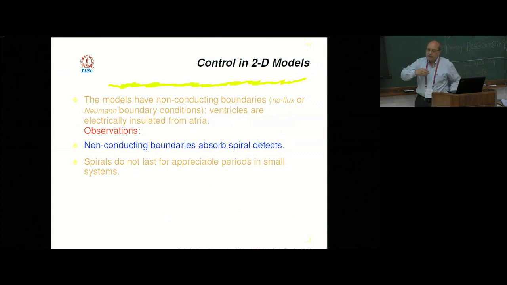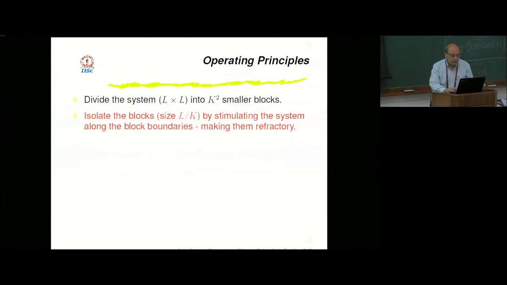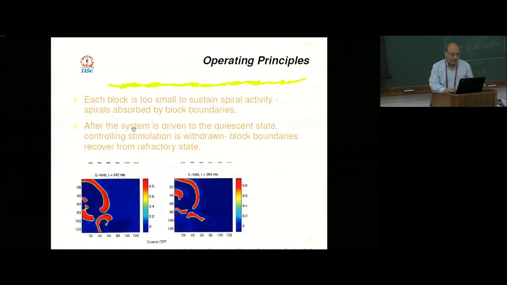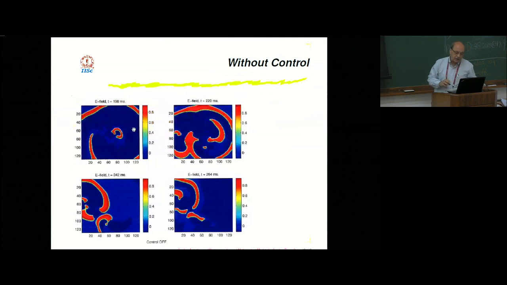What you didn't notice in the movies, because I went through them quickly, is that the spiral waves were being absorbed by the boundaries because we were using Neumann boundary conditions. So we said that we know what the spatial organization is of these broken spiral waves. If we excite the tissue along some grid, a mesh of electrodes, then, because that will make the tissue refractory, it is as if you will be imposing Neumann boundary conditions on small patches of the simulation domain.